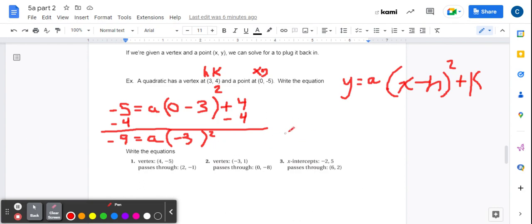I'm running out of room, so I'm going to come over here. So we have negative 9. Negative 3 squared is 9, so what we're going to have is negative 9 equals 9 times a. As we solve this out, to solve for a, we divide by 9, get a by itself. a equals negative 1.